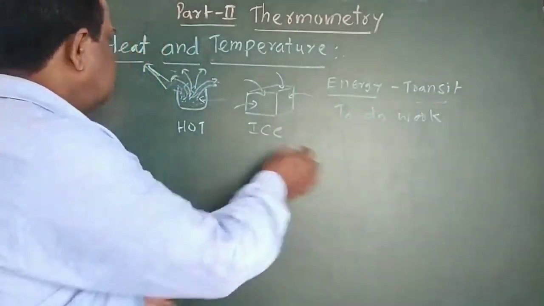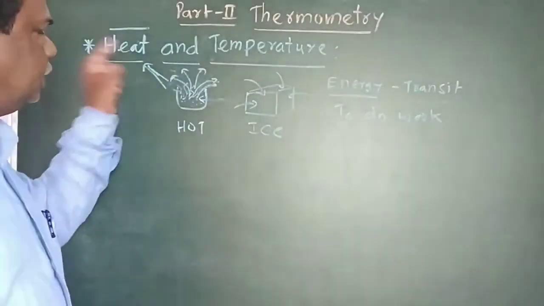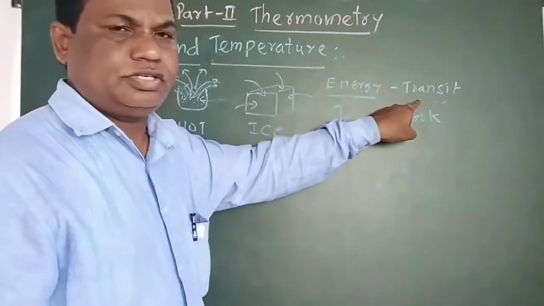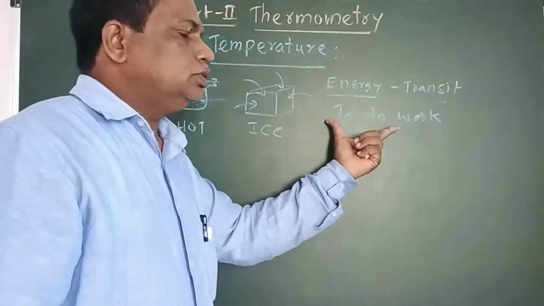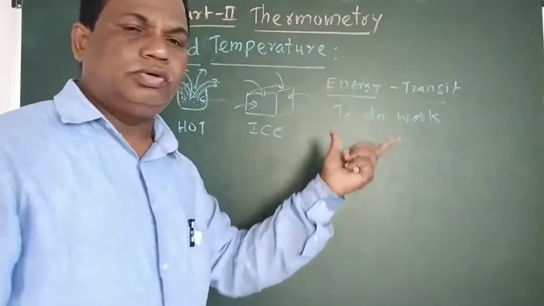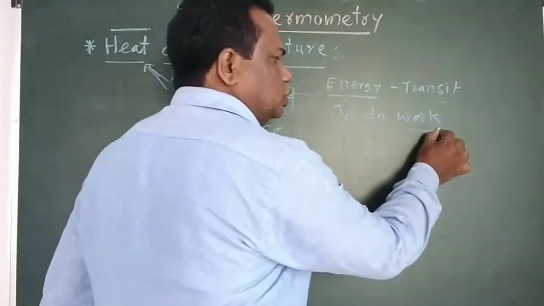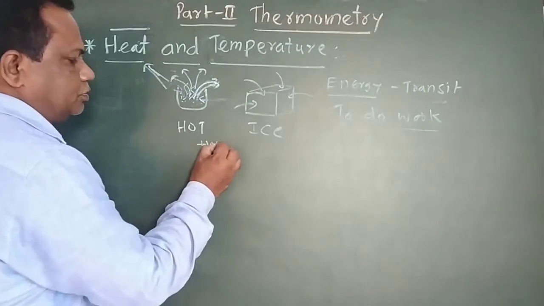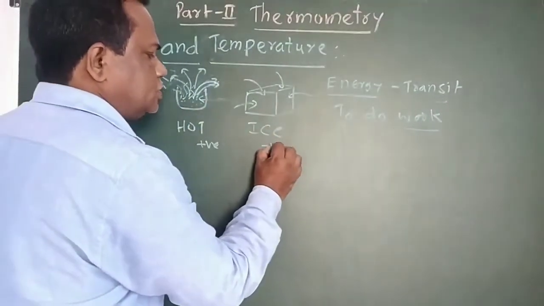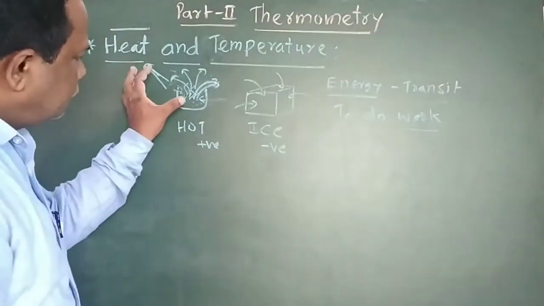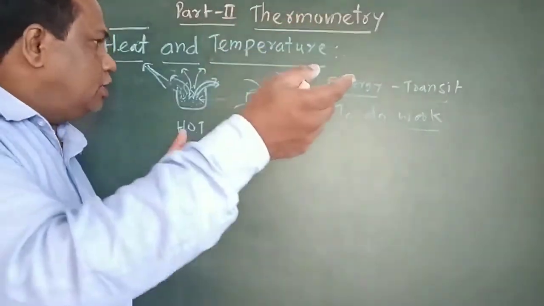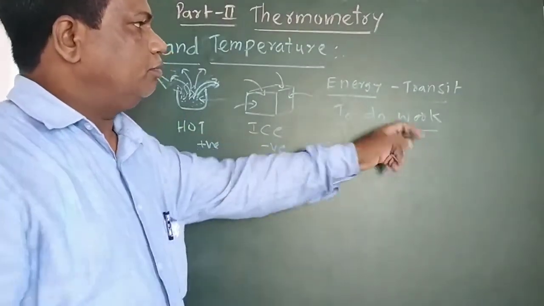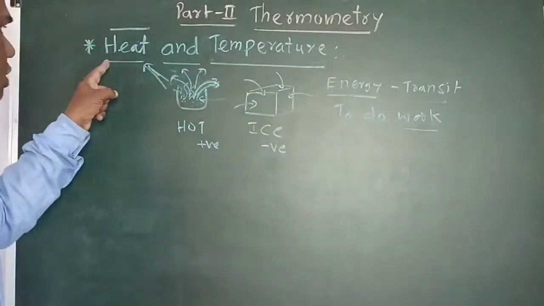So we can now define what heat is. Heat is a type of energy in the form of transit, or in the form of the amount of work to be done. This work may be positive or negative. When heat is given to the surrounding, we already know that the work done is positive. When heat is taken from the surrounding, the work done is negative. So heat energy flows from higher to lower, and during this there is work done. This transit mode of energy is called heat.